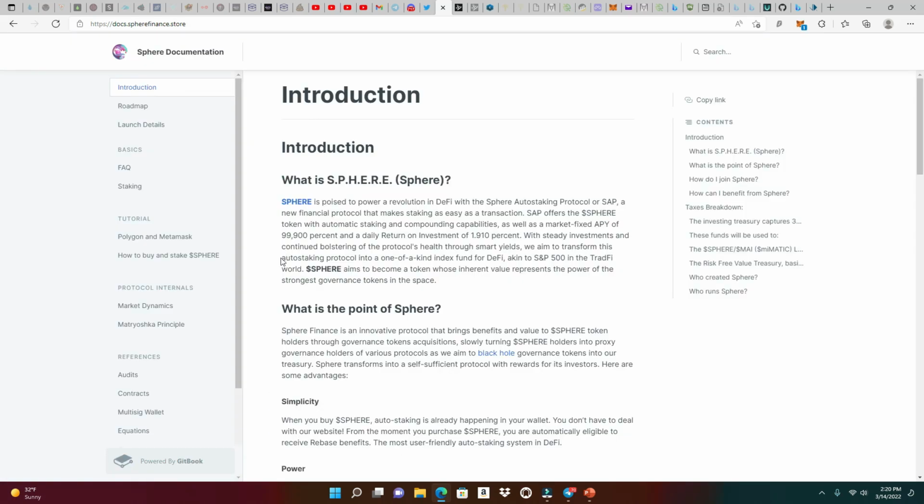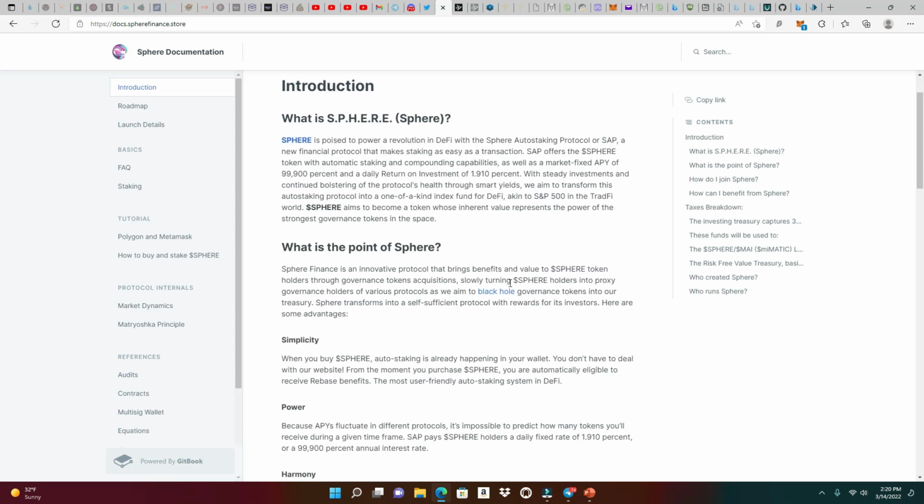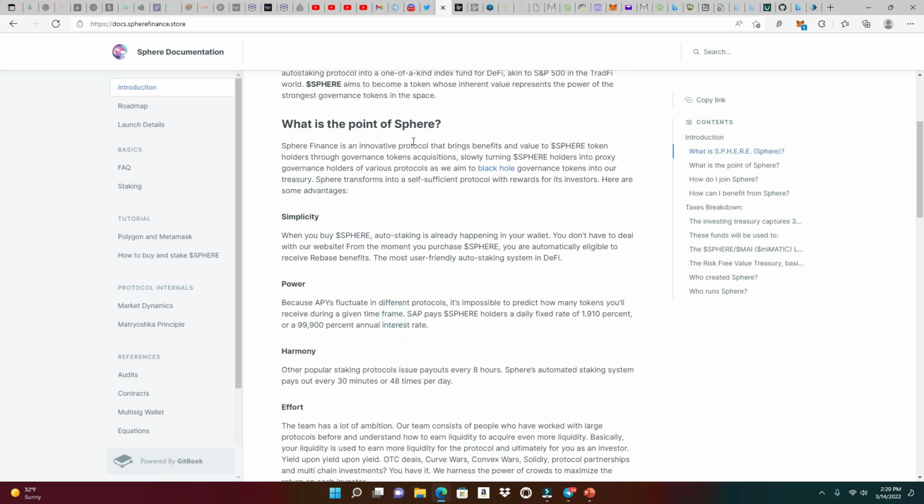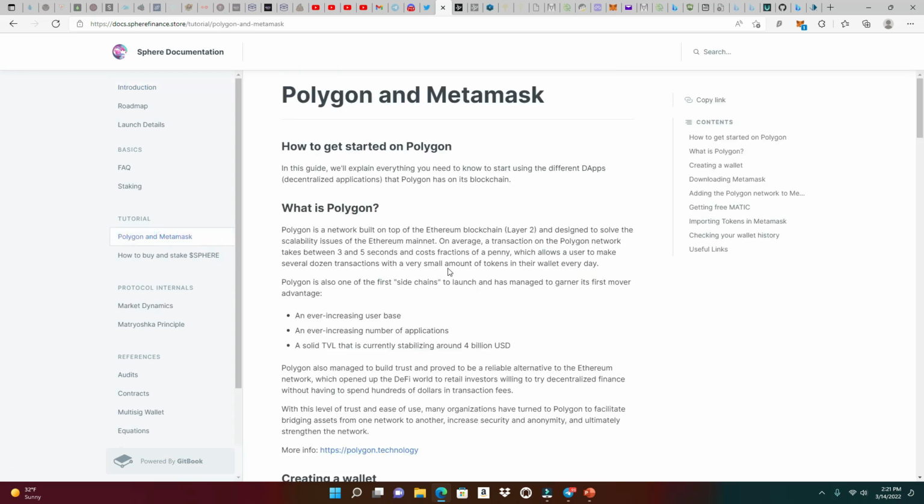All right, so we're here at the white paper. I'm not gonna go through everything, but guys, I'm just gonna show you the most important parts right here, which is going to be that 99,900% right here, which is awesome. Positive rebase token as well, that 1.91% daily return, which is going to be that auto staking, auto compounded, set it and forget it attitude. You're not gonna have to do anything, guys. And of course, what is the point of Spear? We talked about the high investments in these protocols to get the governance tokens in order to benefit their holders.